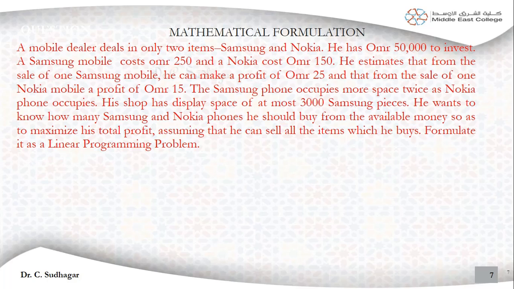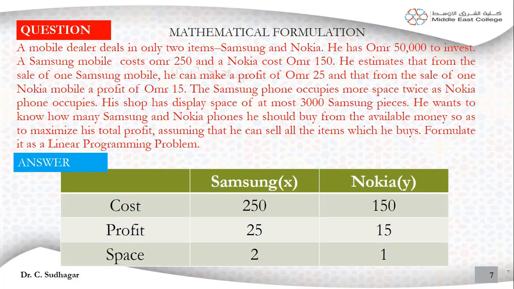Let us tabulate them. The tabular values: Samsung mobile costs 250 and Nokia costs 150. Profit from Samsung is 25, profit from Nokia is 15, and then space required: if you keep one Nokia phone in a small box, double that space is required for Samsung. If you keep two Nokias in the same space, you can place one Samsung phone. So double the space of a Nokia phone. These are the given constraints to us.